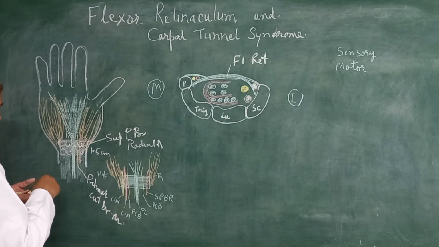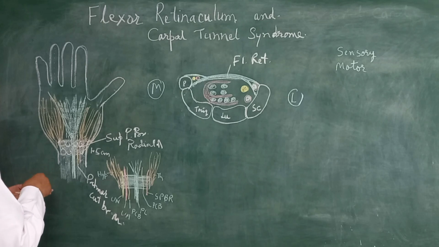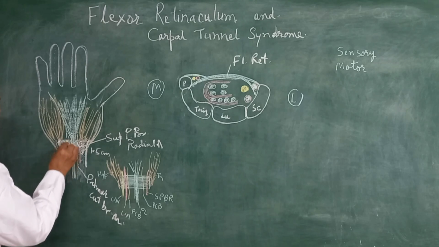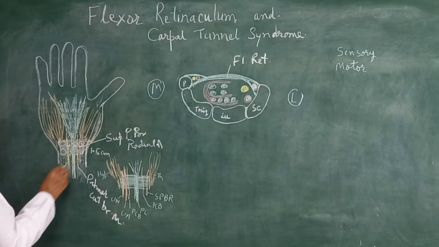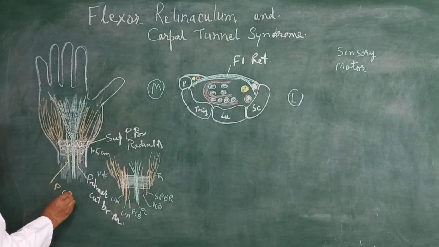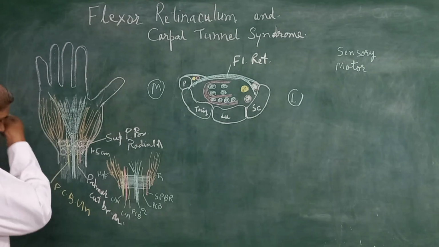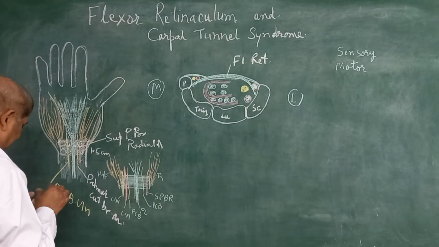And then will come the tendon, that is the palmaris longus tendon, and another nerve called the palmar cutaneous branch of the ulnar nerve. This is for the supply in the front of the palm.